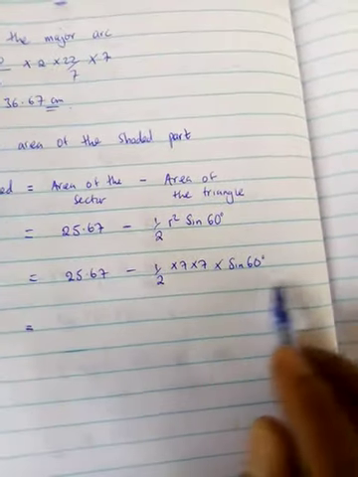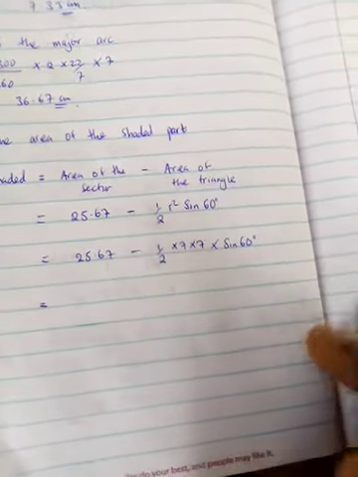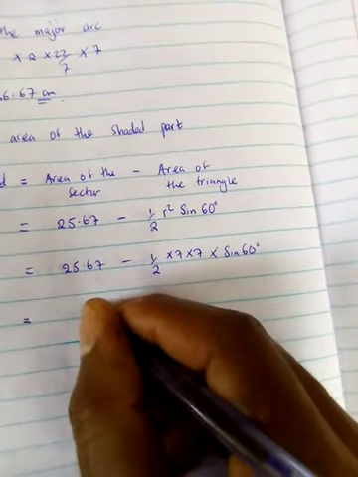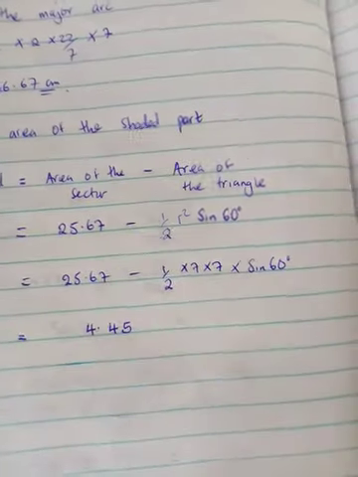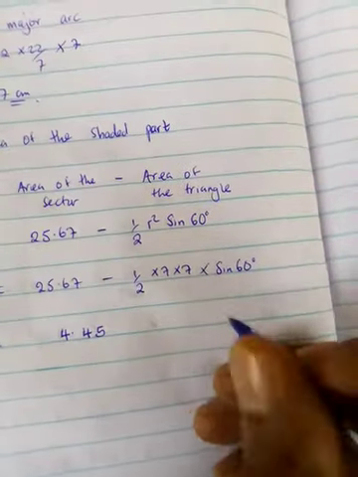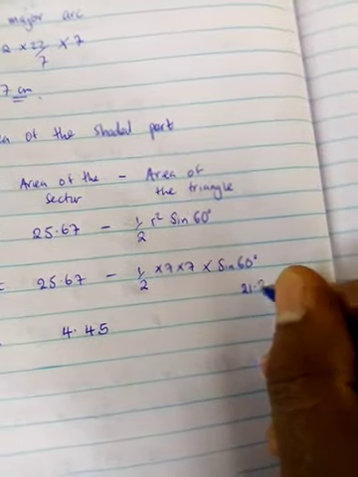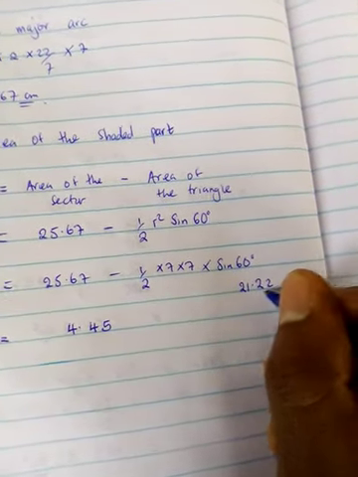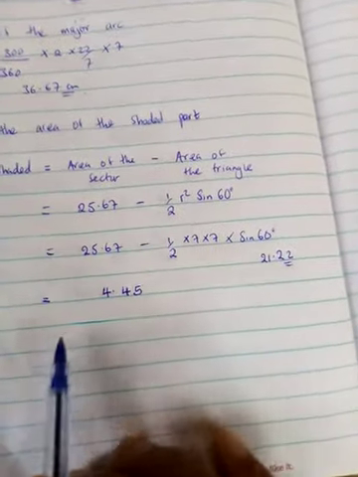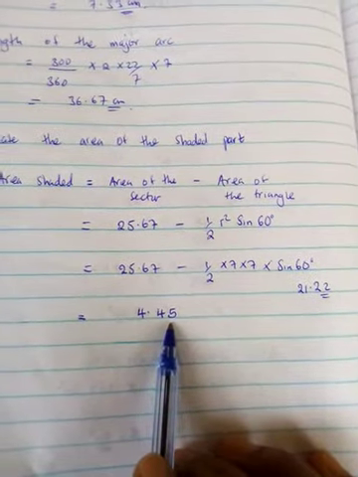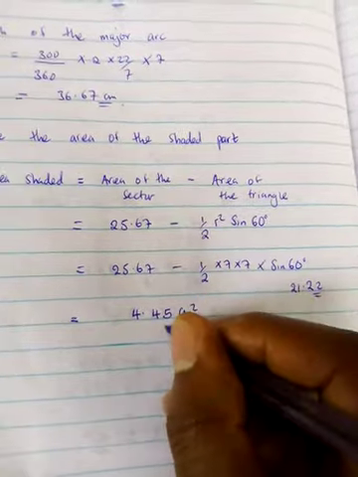If you compute this properly on your scientific calculator, 25.67 minus the whole of this, when I press that one on the calculator, I produce approximately 21.22. When I subtract it from 25.67, I got 4.45 centimeters squared, because it is area, centimeters squared.